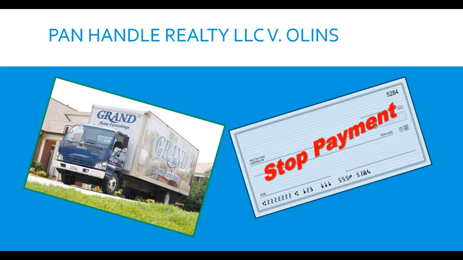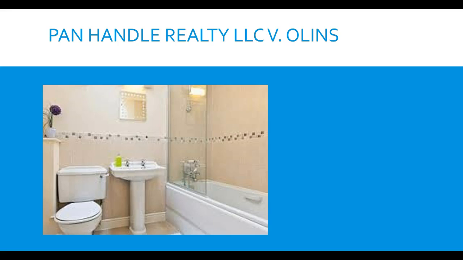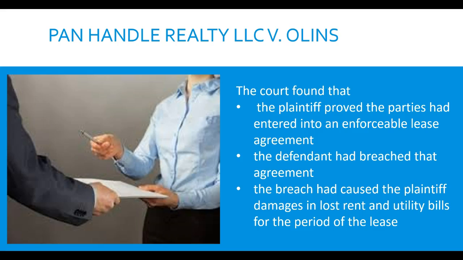The defendant issued a stop payment order on his rental check and told Pan simply that he is unable to pursue any further interest in the property. Pan made substantial efforts, including spending $80,000 to restage the property, but was not able to find a new tenant. In Pan's suit against Olins, the court found that the plaintiff proved the parties had entered into an enforceable lease agreement, that the defendant had breached that agreement, and the breach had caused the plaintiff damages in lost rent and utility bills for the period of the lease.